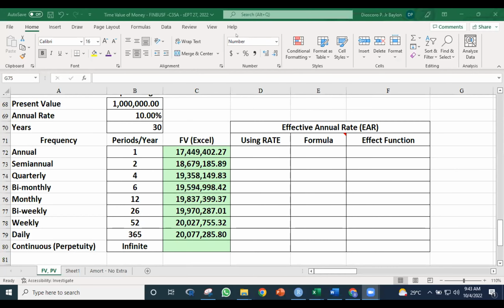Oops. Sorry, 17,449. I'm getting a different number. I'm not getting 566. I'm getting 402. 17,449,402. So kindly check, okay? And then for semi-annual, it should be bigger. Okay, let me just flash the screen. Okay, so that's your hint, guys.